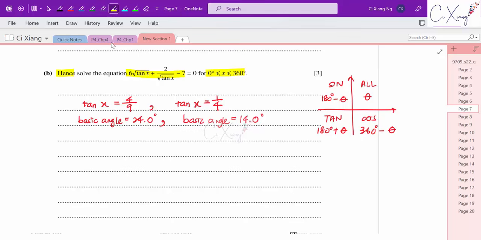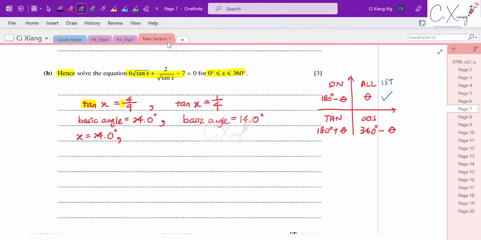Now I want to go through the quadrants to get my answer. I'm looking for tangent with a positive value. In which quadrant is tangent positive? You should go through all the quadrants first. Start with the first quadrant. Tangent is positive, therefore I want the answer from this quadrant, and the value of x that I get is 24, which is the basic angle. Second quadrant, sine is positive, so I don't want the answer from this quadrant because I am looking for tangent positive.